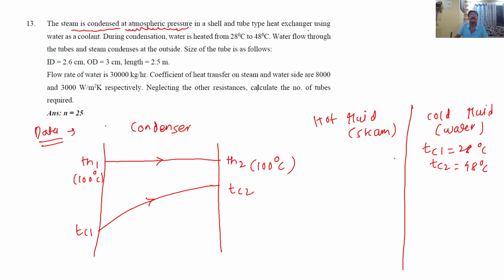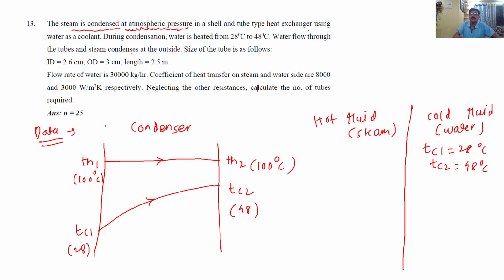So TC1 and TC2 are written. TC1 is 28 and TC2 is 48. Now you know all four temperatures. If you know all four temperatures, which approach do you need to use? LMTD or effectiveness NTU? LMTD approach, because that is the easiest way to do it.